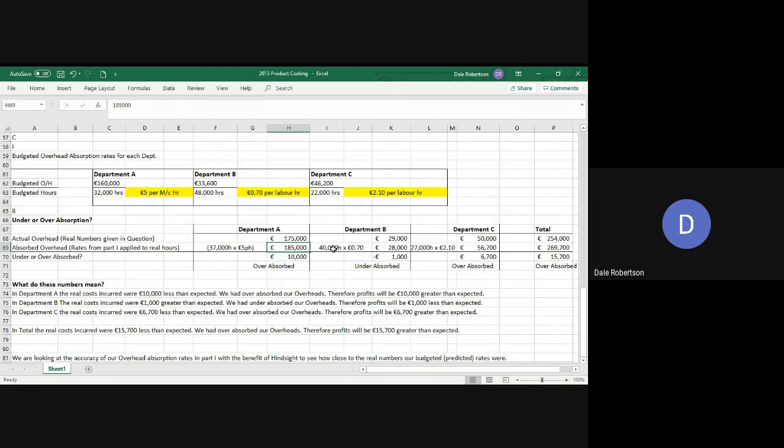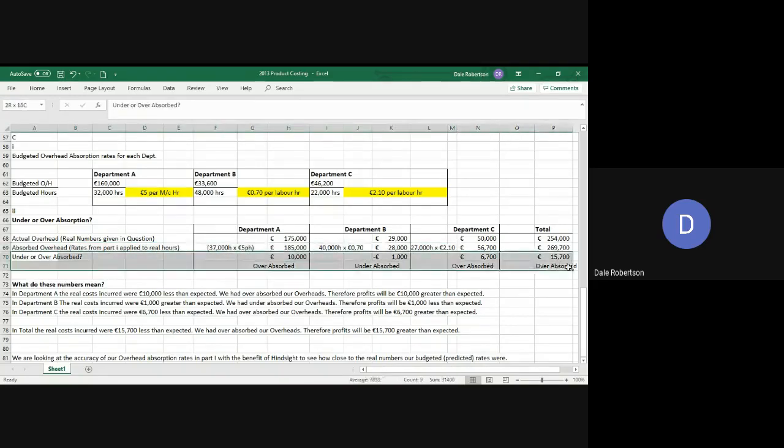Now 40,000 is the real hours for Department B by 70 cent is 28,000. And 27,000 hours is the real hours, not 22, 27,000 by 2.10 is 56,700. Again, you can add those three totals across to get 269,700. And then you have to say whether or not you were above or below, under or over absorbed. So let's have a quick look here.